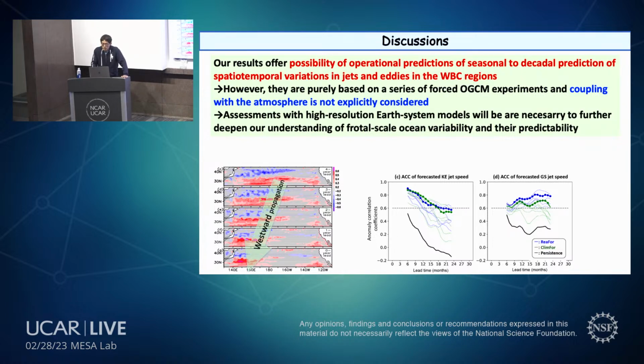However, it is important to recognize that these findings are purely based on a series of forced OGCMs that do not explicitly account for coupling with the atmosphere. So to establish a more precise estimation of predictability of extratropical oceanic features and their impact on the climate system, further assessments with a high-resolution Earth system model are necessary, and I think that will be the next step we need to proceed with. Okay, this is the end of my talk, and thank you for your kind attention.